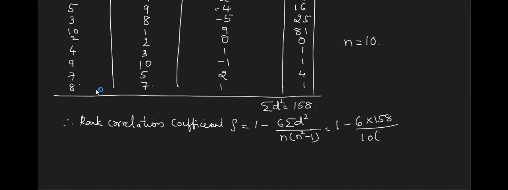10 into 10 square minus 1, means you can take 99. Ma'am, 0.042. 4242 I guess. Yes, ma'am. Take it as rho.